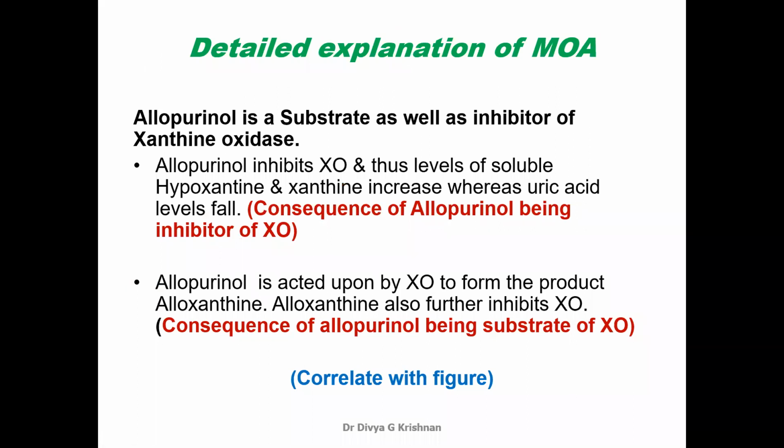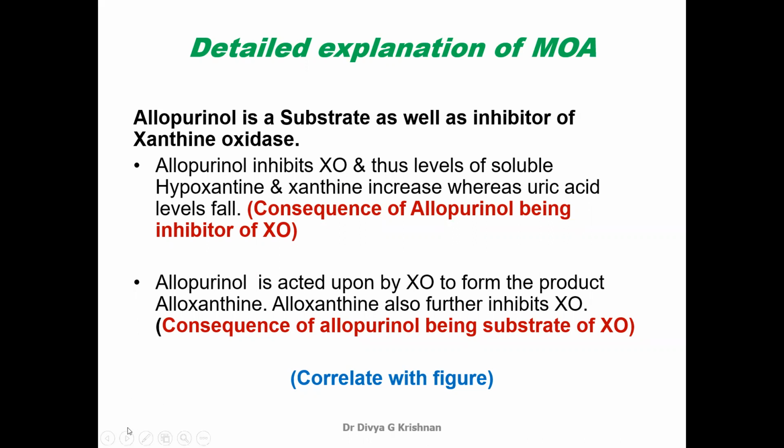Now, being also a substrate of xanthine oxidase, allopurinol is acted upon by xanthine oxidase to form the product alloxanthine, which in turn will inhibit the xanthine oxidase. So because of this mechanism, allopurinol is able to decrease the production of uric acid very effectively.